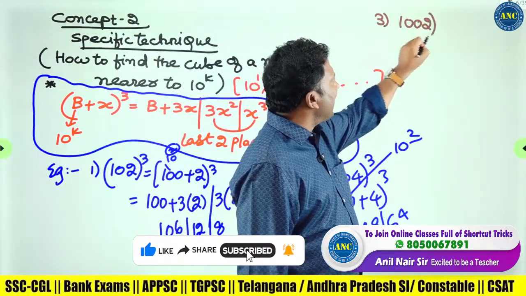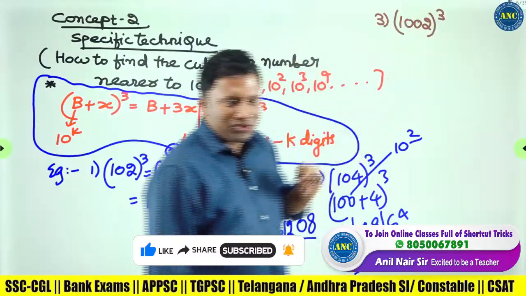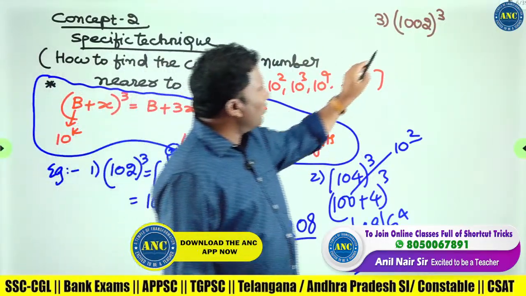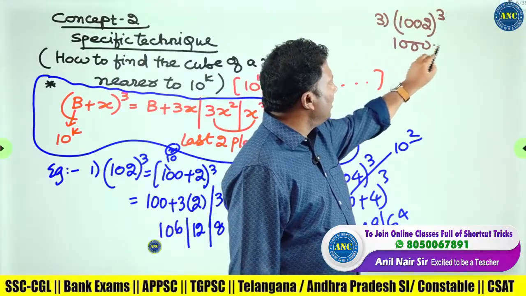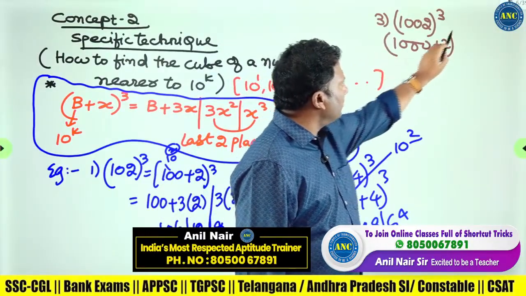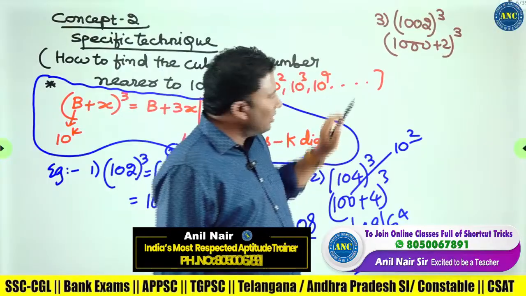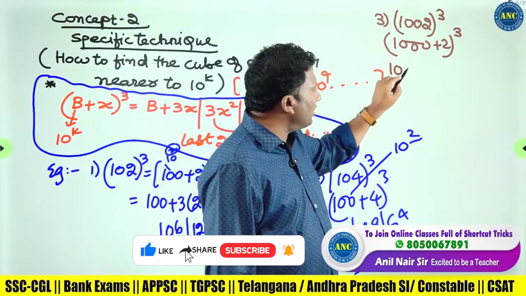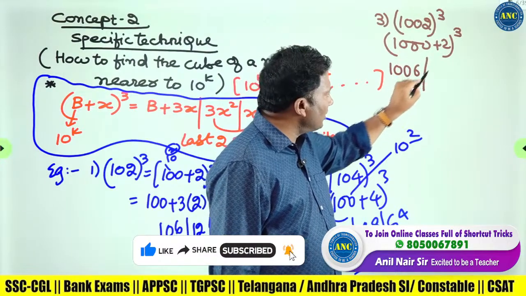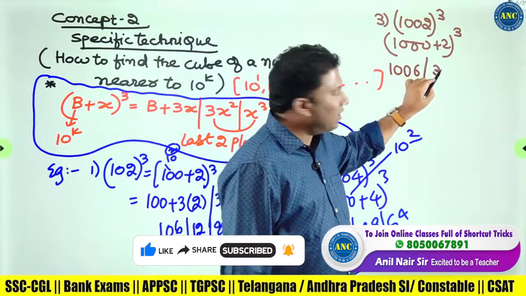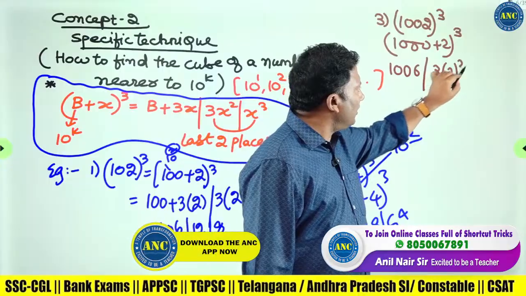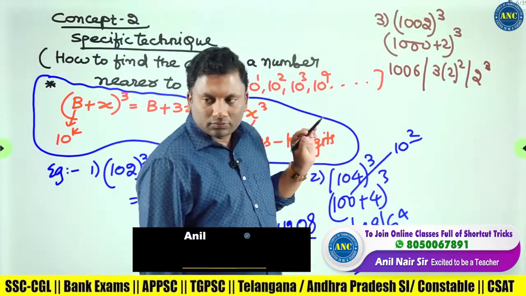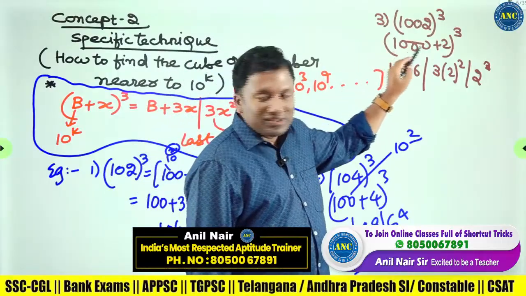1002 whole cube. It is actually easy if you know this approach. 1000, how much will it be? 1000 plus 2, this can be done orally. 1000 plus 2 power 3. Riyansh, okay? B plus 3x. 1000 plus 3 into 2. 1006. 3x square, 3 into 2 square. Next it will be 2 cube. Are you all with me? How did the 2 come there, sir? 1002 is 1000 plus 2.